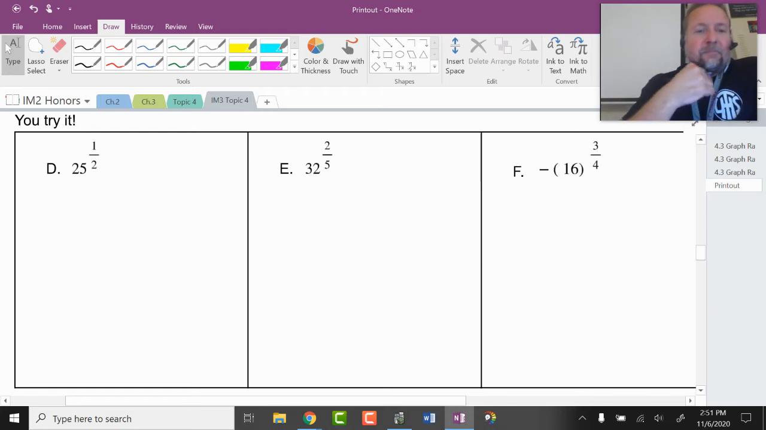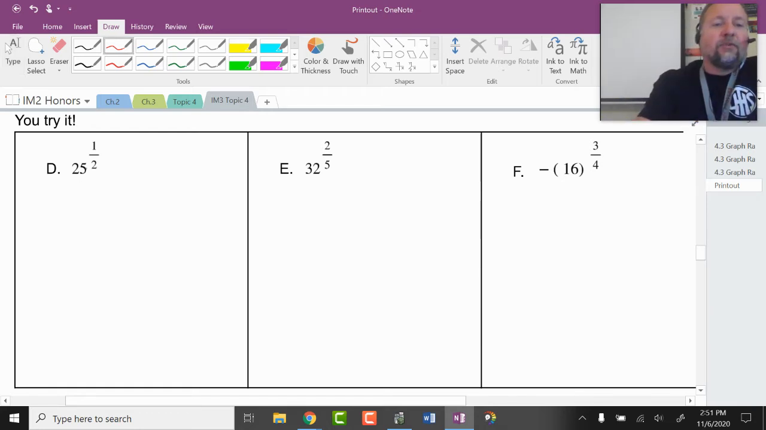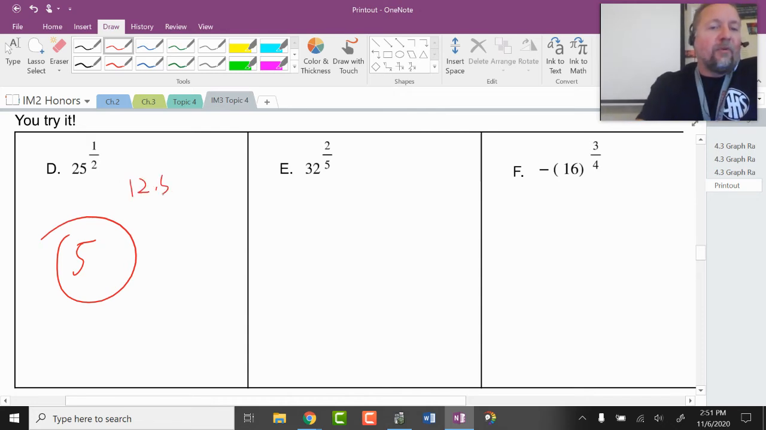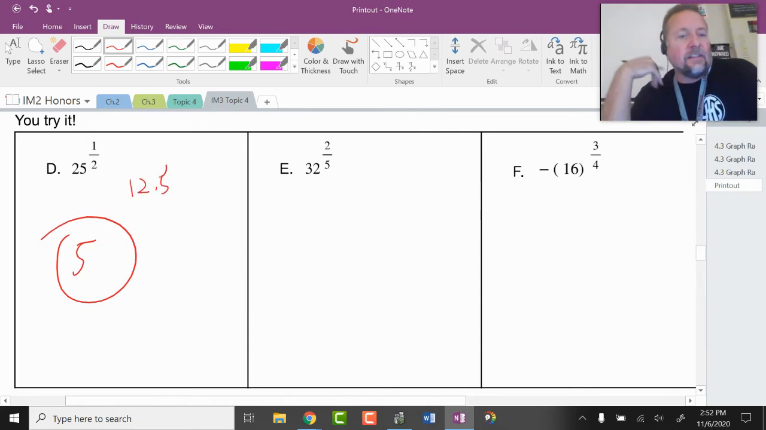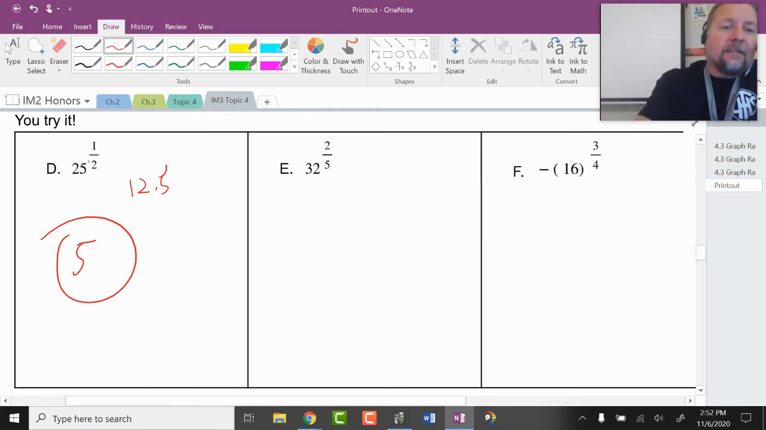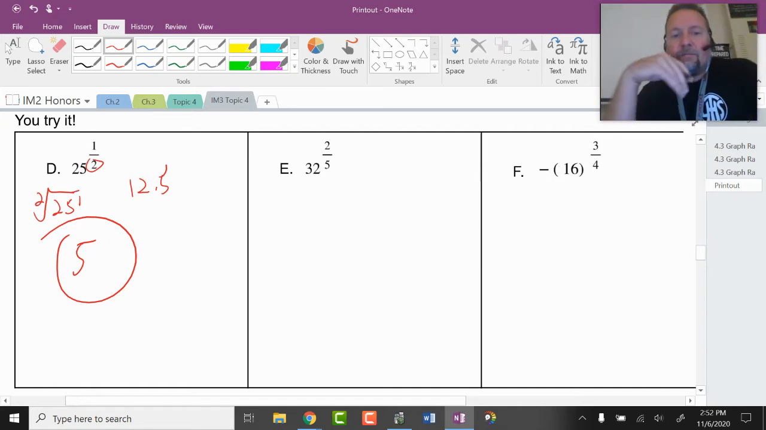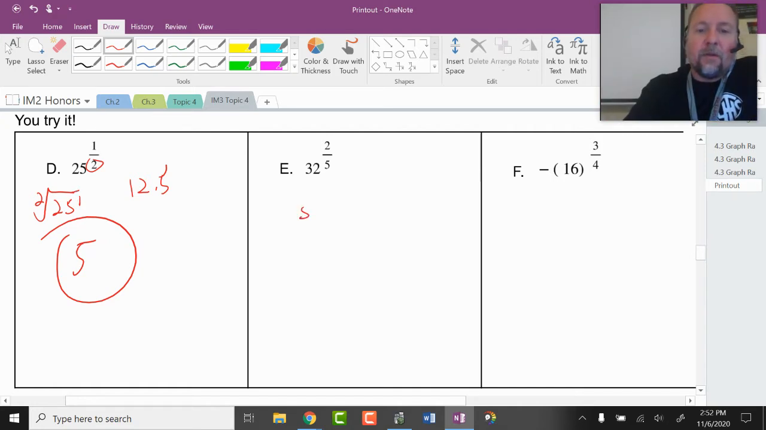Square root of 25, 5, no time. It drives me nuts when people put 12.5. That's just a non-thinker. It doesn't say 25 times a half. This is the square root of 25 raised to the first. And that means 5.